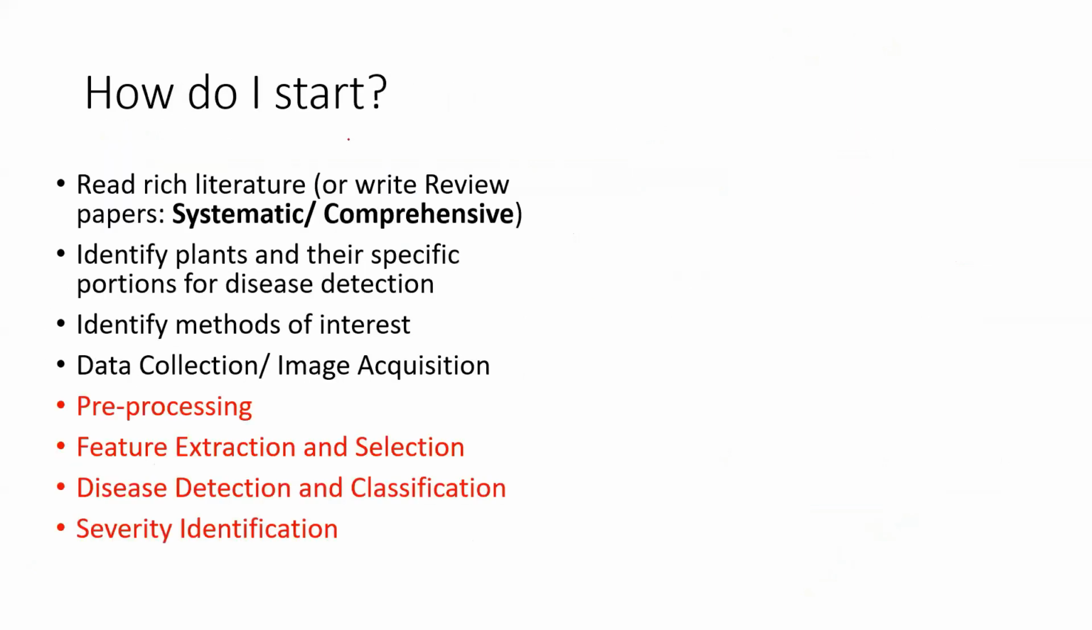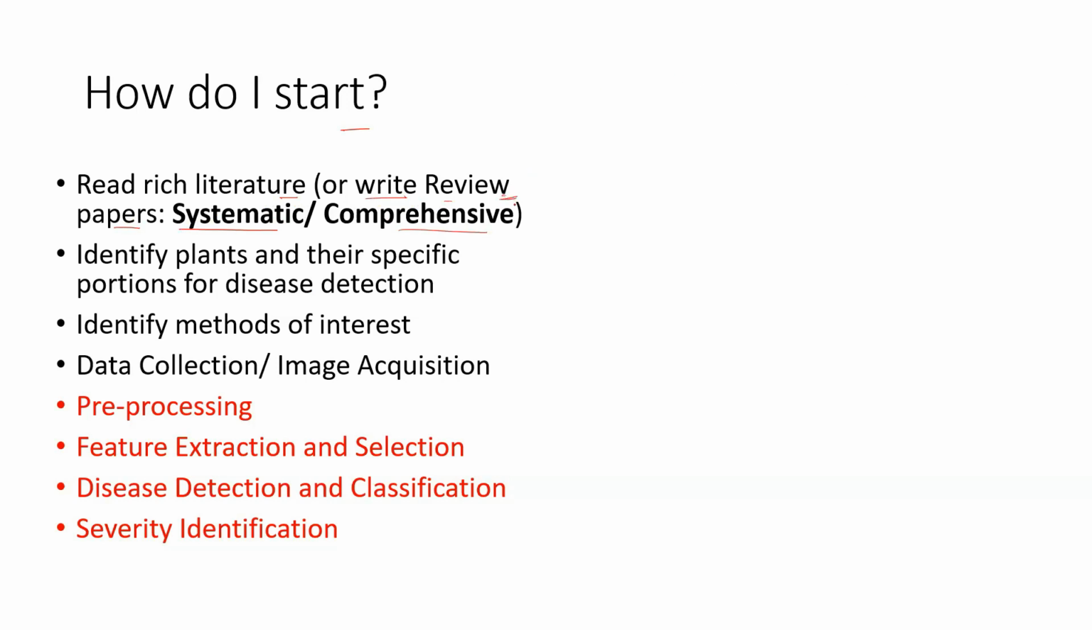When you are going to start, just read the research literature. Research literature means read review articles. So first of all, start with the review articles. You can also write review articles. Review articles are of two types: systematic review and comprehensive review. I have published a few research articles that are systematic as well as comprehensive. For a detailed guide, you can discuss with me after this workshop, because due to time constraints I can't explain how to write a review article.